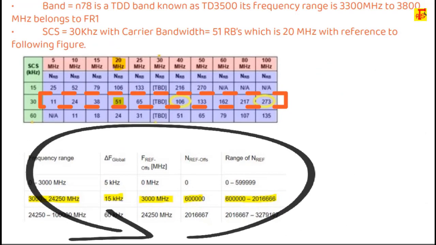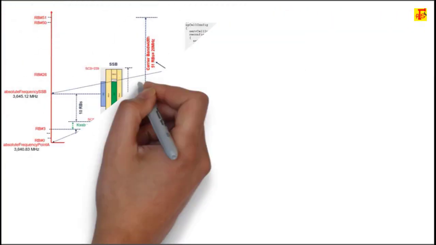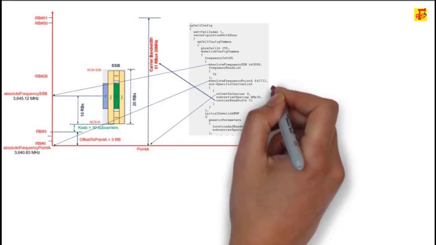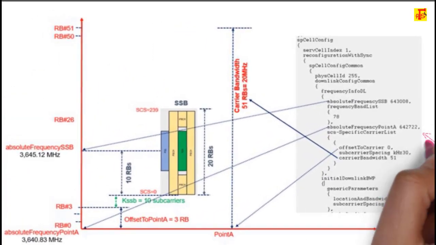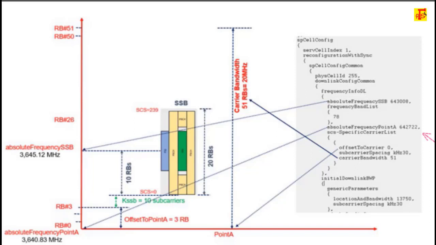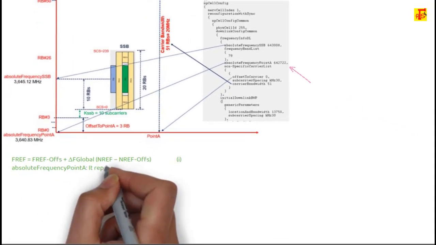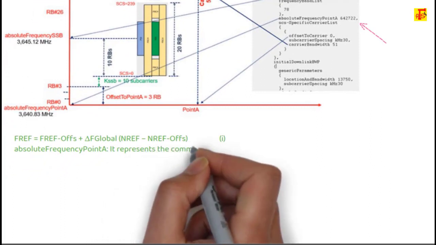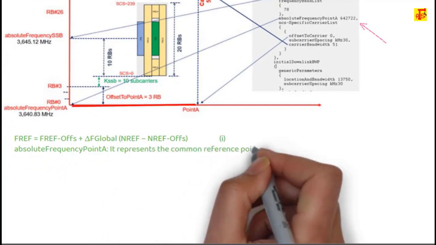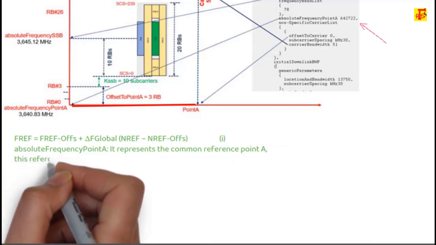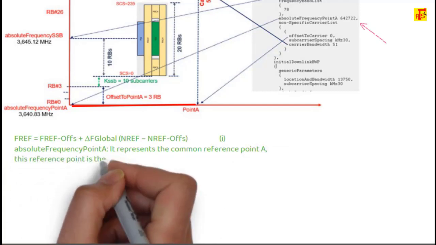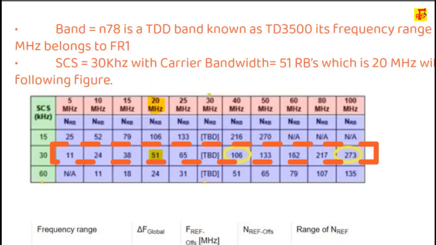Now we will calculate the absolute frequency point A, because I have the ARFCN, right? So we need to convert it into megahertz. What is the meaning of absolute frequency point A? It represents the common reference point A. The reference point is the 0th RB of the 273 RB. In this table I have shown that for 30 kHz subcarrier spacing the maximum total number of RB is 273.